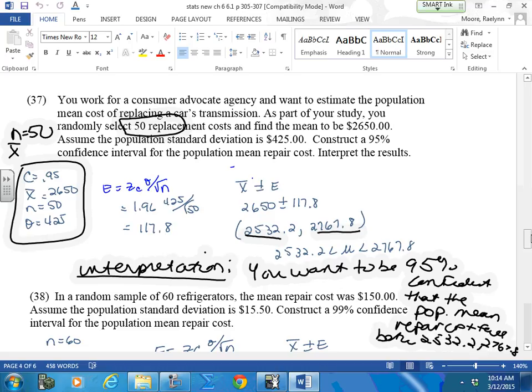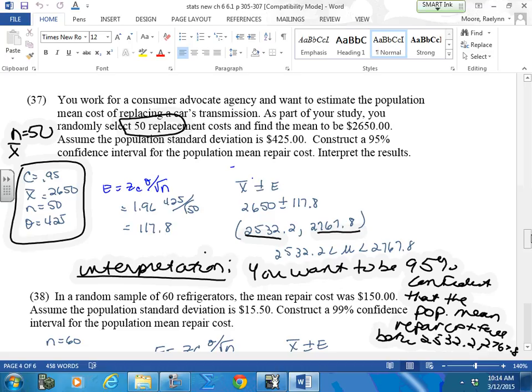Okay, are we good with this? Everybody understands how to interpret this? I get that. So you're basically repeating the statement. So wait, continue on. It says construct 95% confidence interval. So now, we are 95% confident that our population mean will fall within our interval that we just found.